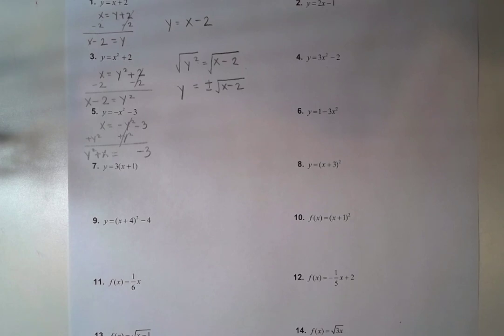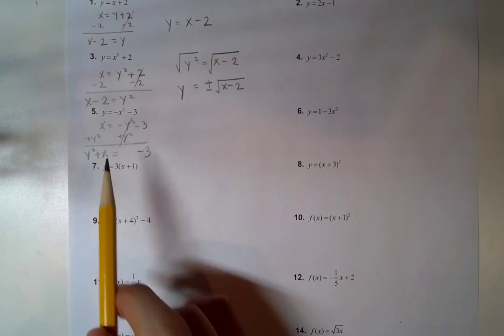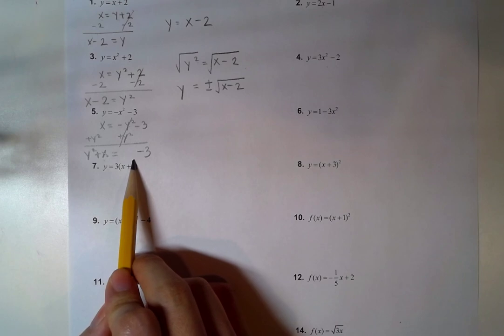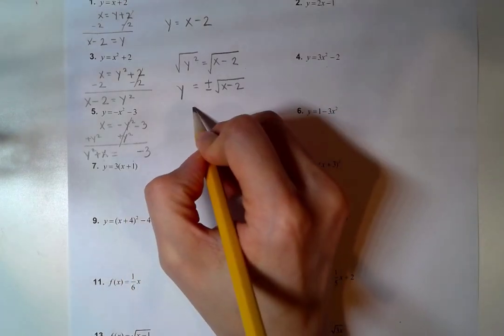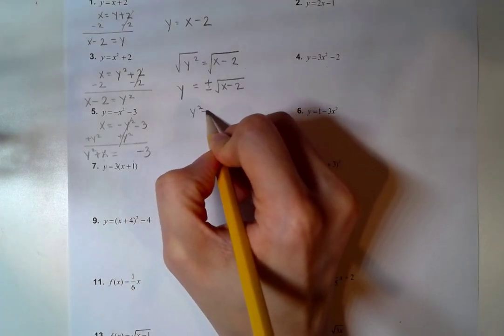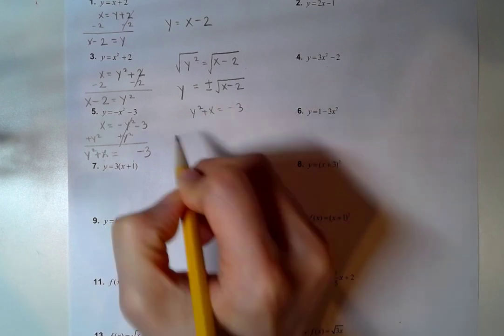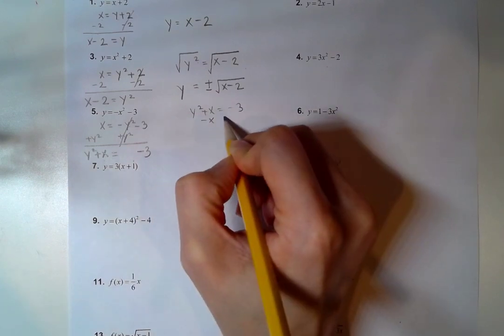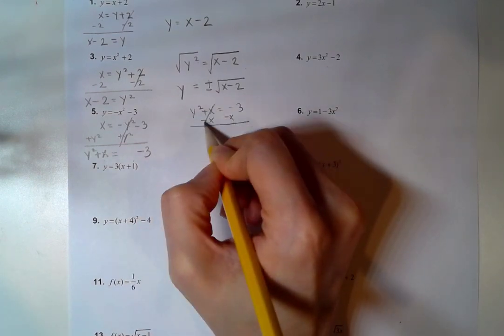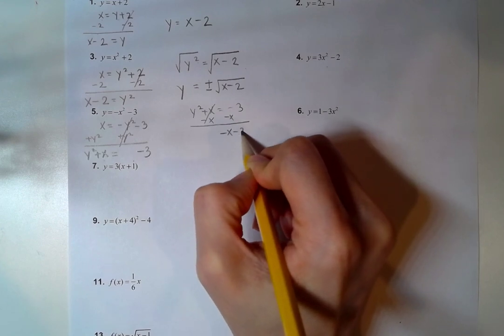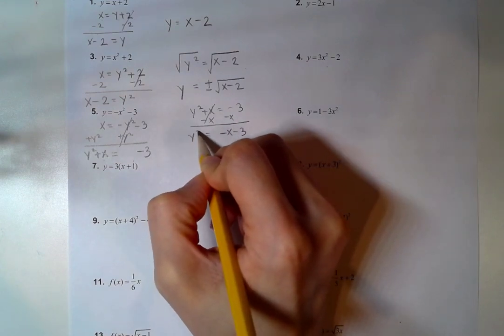Right? And let's get rid of this x. So I'm going to do minus x minus x. Let me rewrite it over here. What do I do? I subtract x. Cancel. Right?